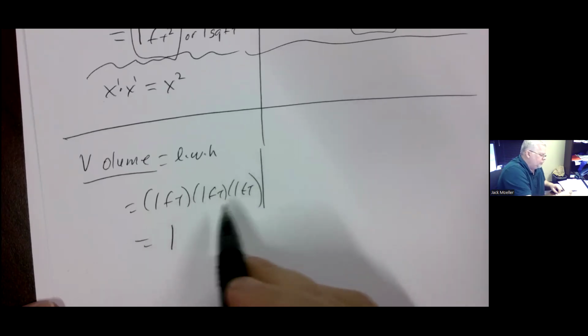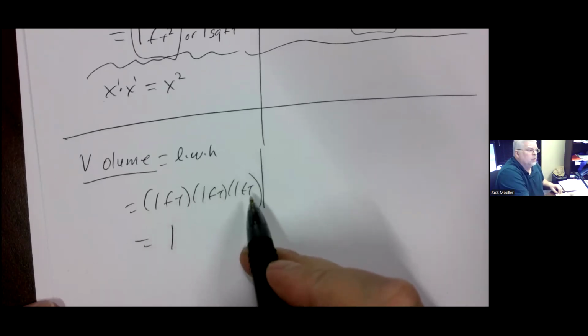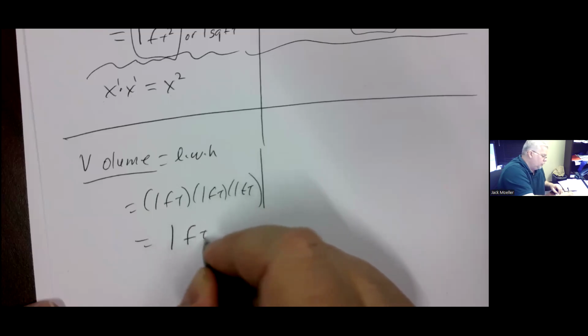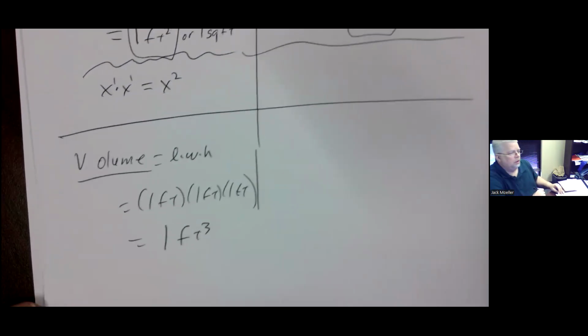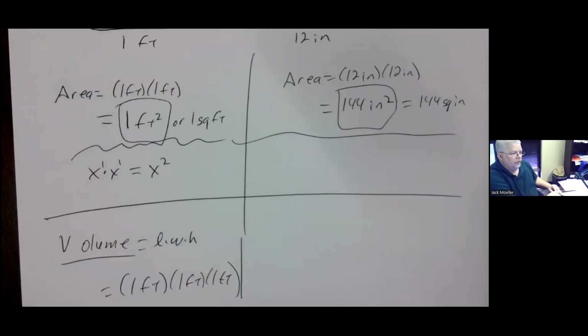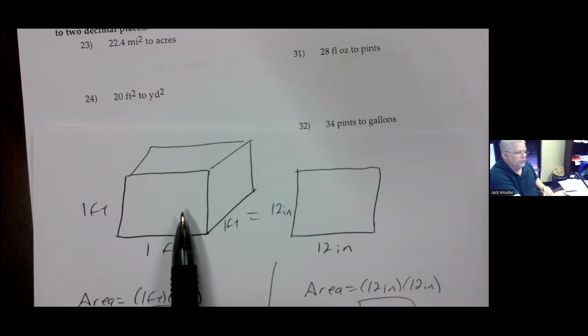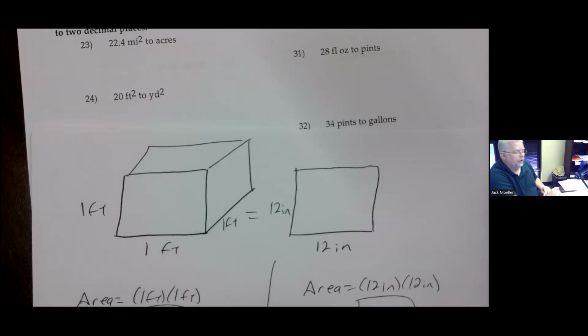So foot times foot times foot is just like x times x times x, which would be x cubed. So that would be 1 cubic foot. All right, so that's what we mean by a cubic foot or foot to the third power. As we're dealing with a box, that's 1 foot on each side.